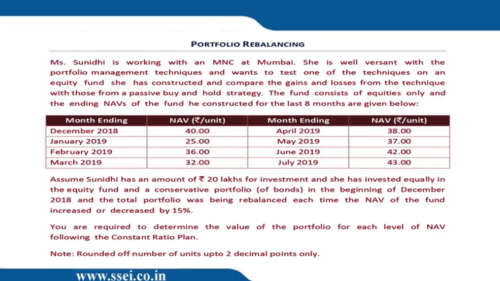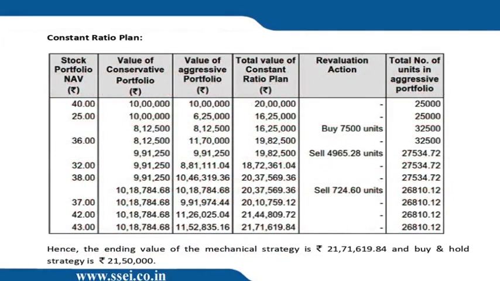Now we have to do half. 19,82,500 into half. If I go to the solution, you can check. At 36, we'll revalue 11,70,000; 19,82,500 half is 991,250. So basically, the aggressive portfolio has to be reduced from 11,70,000 to 991,250. So the difference you have to sell at 36. That comes to 4,965.28 units, and so on. So this is how you will do the calculation.